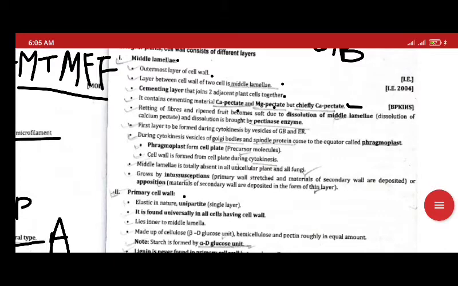Now, when fruit ripening occurs, the fruit becomes soft due to what? Dissolution of the middle lamella. So due to middle lamella softening, the fruit becomes ripe, and the dissolution is by pectinase enzymes. Now, the first layer to be formed is formed by what? By Golgi bodies and ER.